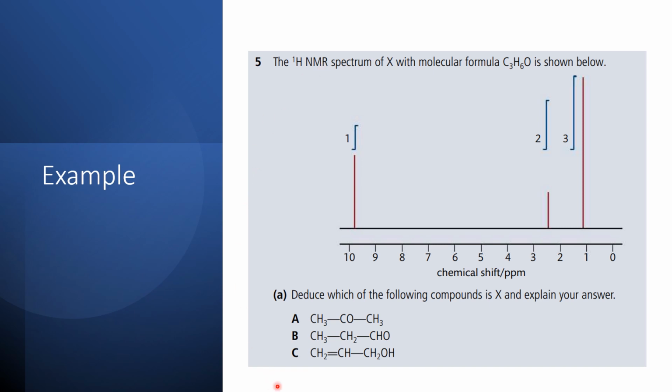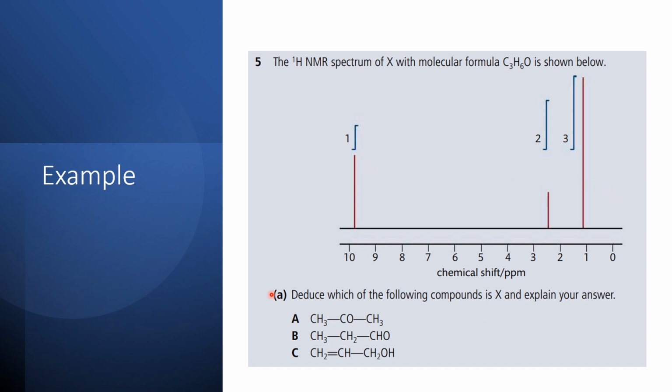So here is an example from your textbook. The proton NMR spectrum of X with molecular formula C3H6O is shown below. Here I can see that I have 3 peaks, and that tells me that I have 3 environments. What the integration traces also tell you is that here I have 1 hydrogen, here I have 2 hydrogens, and here I have 3 hydrogens. So that means I have 3 environments that I need to look at with this integration there.